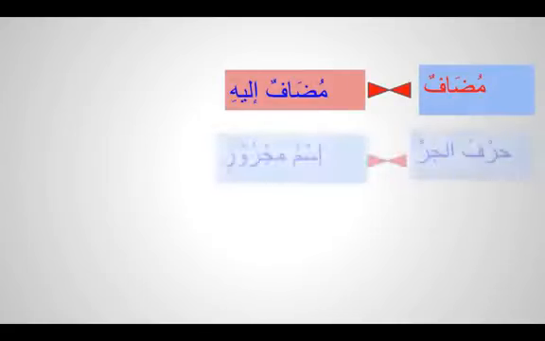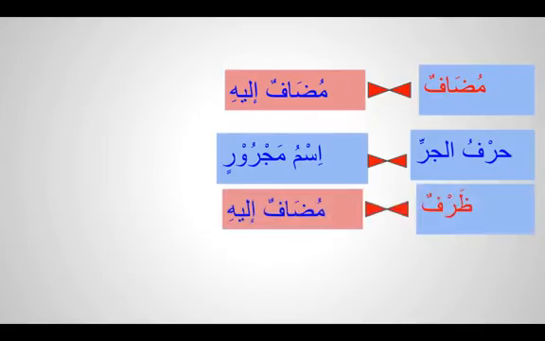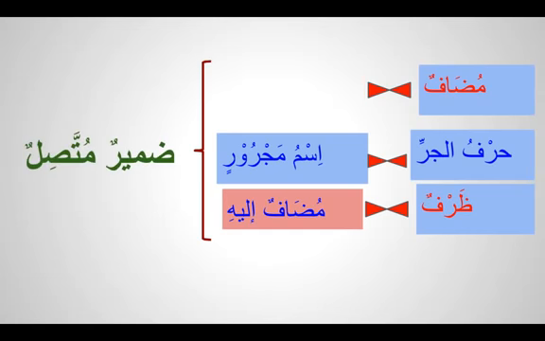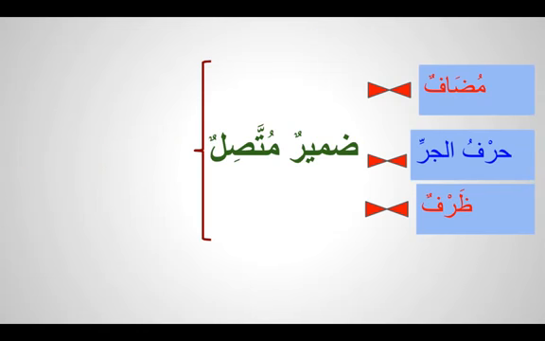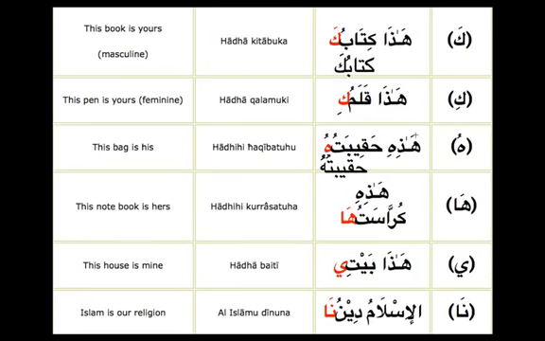So we know this damir muttasil is always attached to a noun, and it is attached to a harf jar. When it is attached to a noun, it becomes mudaf ilayhi. When it is attached to a harf jar, it becomes ism majroor, and when it is attached to a zarf, it becomes mudaf ilayhi. So it replaces the noun and it becomes the damir muttasil. So let's do some examples, inshallah.